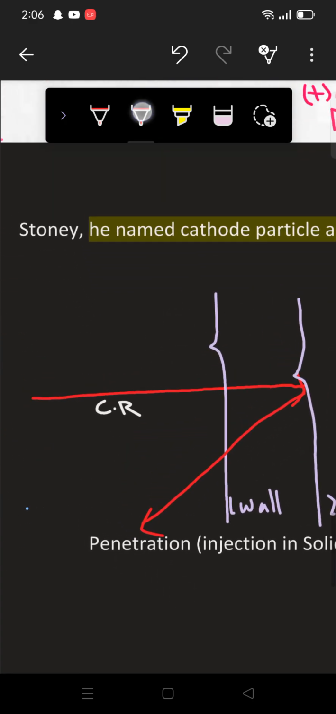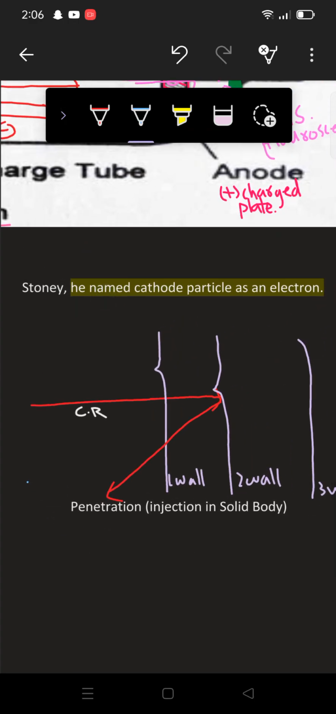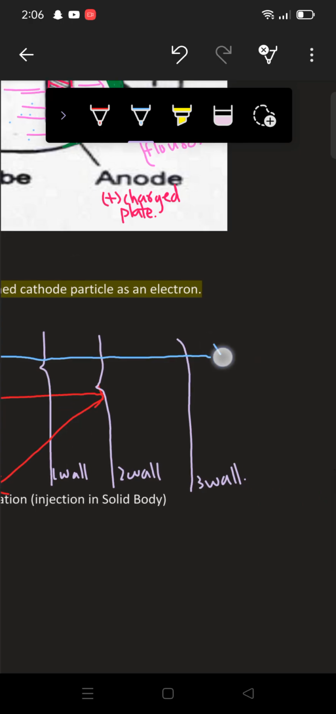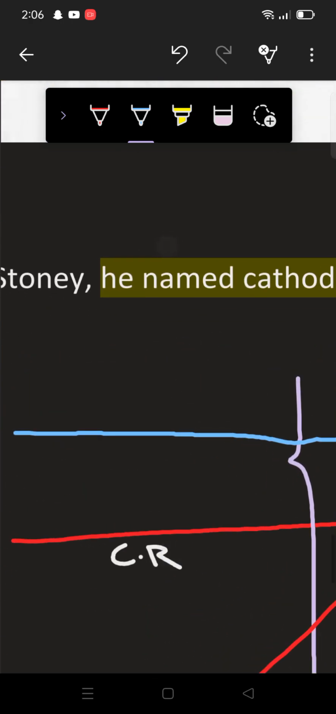For example, I'm making the gamma ray now, right? So gamma rays have no charge and no mass. This is massless plus chargeless gamma rays. So it will penetrate a lot, right? So this is basically gamma rays.